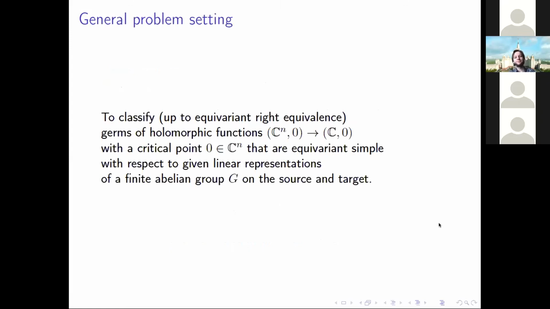The general problem setting would be as follows. To classify up to equivariant right equivalence germs of holomorphic functions from Cn0 to C0 that are equivariant simple with respect to a certain pair of linear representations of a finite abelian group G on the source and target. I also add the condition here that our functions should have a critical point 0. Why? Because if a function does not have a critical point at the origin, then it has a non-trivial linear part. And therefore, by a suitable coordinate change, you can always reduce the whole function to the linear part, or even to a linear function in one variable. So this is not interesting, this is trivial. And that is why we add this condition in hope to get some non-trivial results there.